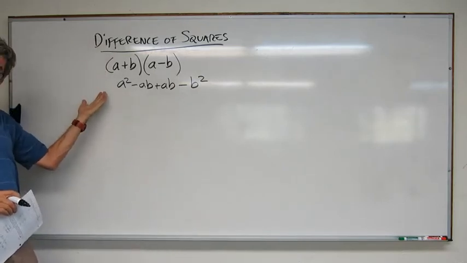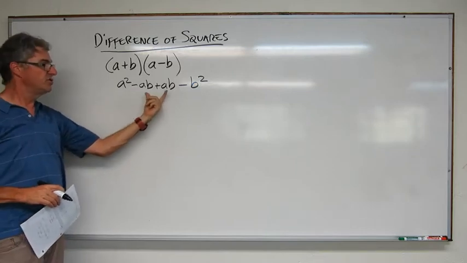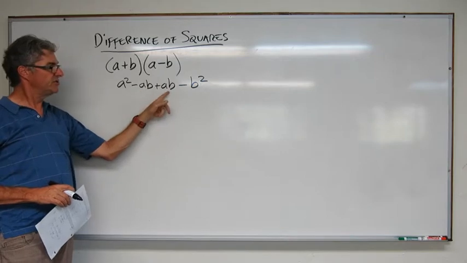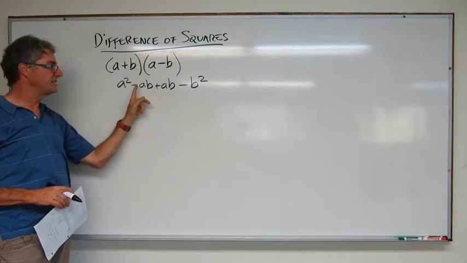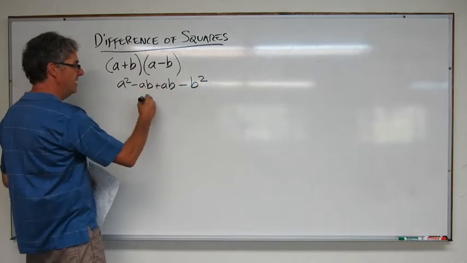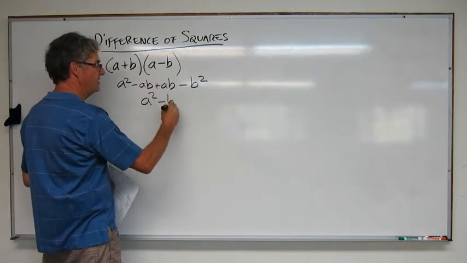Now if you remember when we did the FOIL just a minute ago, the two middle terms get combined. But notice, these middle terms are going to cancel each other out. That's a negative ab and that's a positive ab. So my result is just going to be a squared minus b squared.